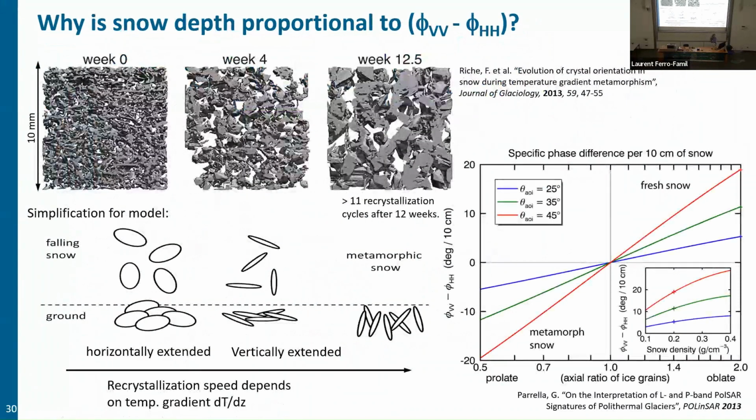And why is this important? I show this here. What you see here is a computer tomogram of snow. This is a snowpack, and it's probably a little bit difficult to see. I also needed a long time to look at it, but if you look at very fresh snow, so week 0, this is fresh snow of around 10 millimeter. When snow is falling down to the ground, you normally have big crystals, but it's a little bit flattening. So this is very fresh snow.